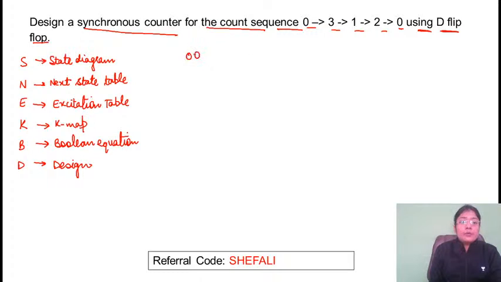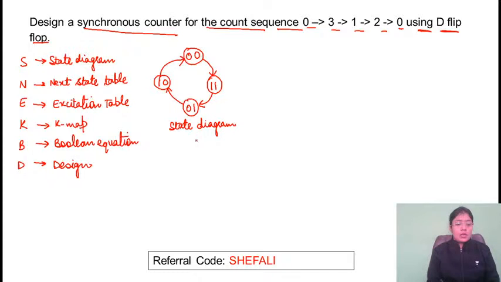So 0, 0. Next state is 3. Next state is 1. Binary of 1 is 0, 1. Next state is 2. Binary of 2 is 1, 0. 2 के बाद वापस कहाँ पे जा रहा है? Again it is going to 0. So this is the first step, that is the state diagram. Clear? This is the first step.